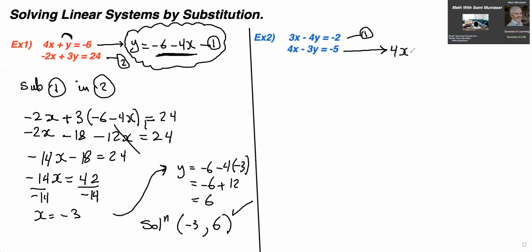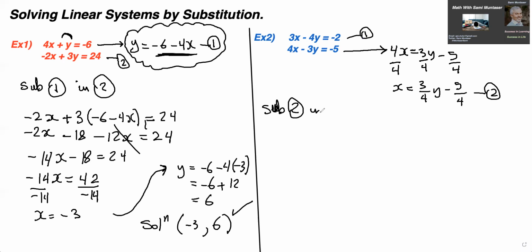So then I have 4x minus 3y, or you know what, I'm going to move the negative 3y to the other side, becomes plus 3y minus 5. So I just move the negative 3y to that side. Now divide both sides by 4, and I get x equals 3/4 y minus 5 over 4. And I'm going to call this 2, all right? Now I'm going to substitute 2 in 1. So I'm going to take this here and sub it in for the x in 1. That's what it means.